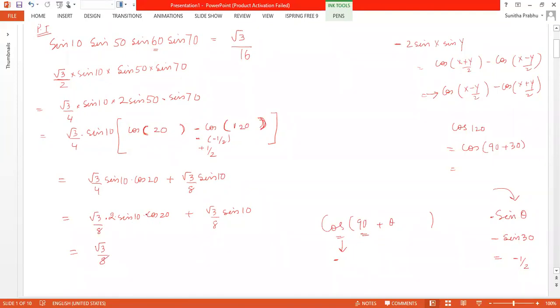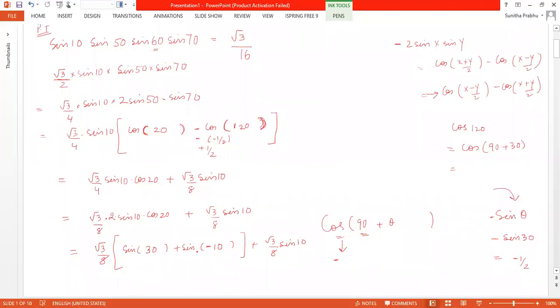Now you have sine cos. What is the mantra for sine cos? Sine plus sine. Very good. Sine plus sine: what will you have? Sine of the sum, right? What is the sum here? 30. Very good. And the difference here? Minus 10. Very good.